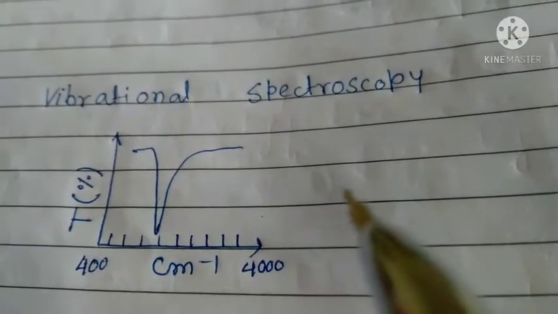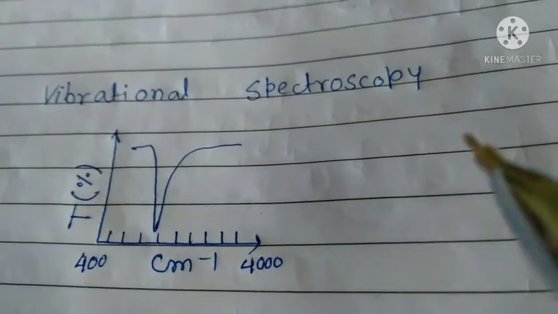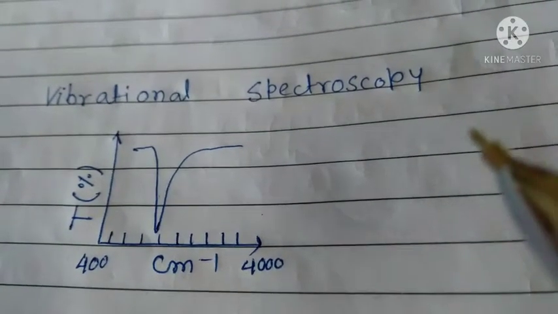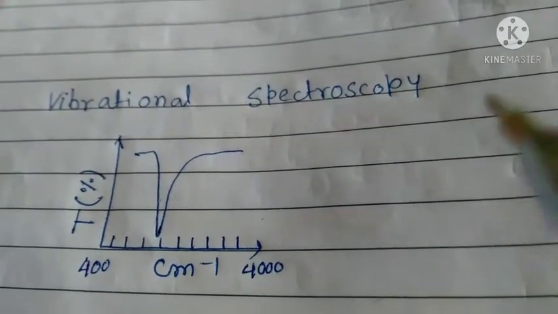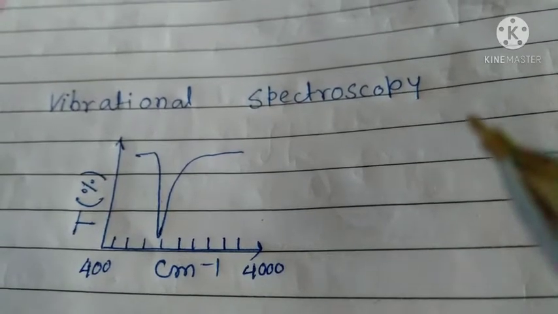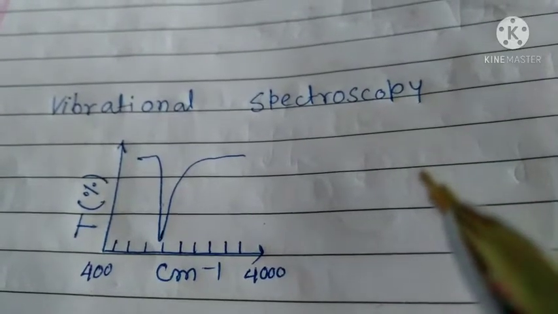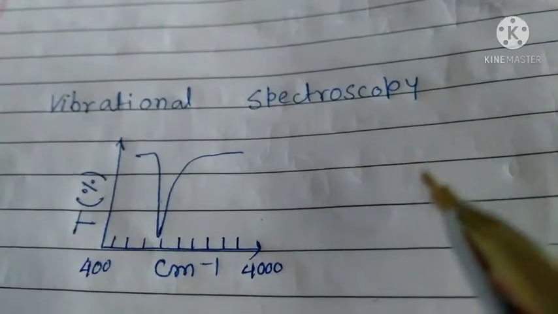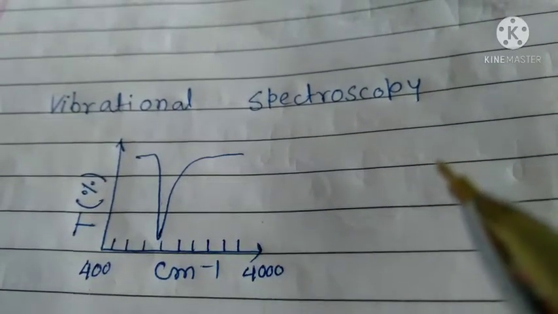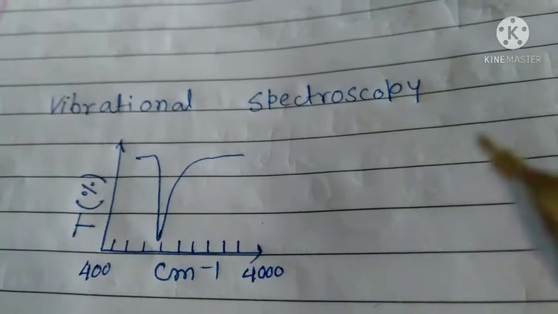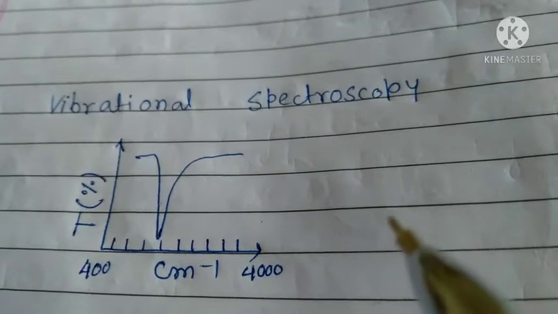Welcome students. Today I am going to discuss the theory behind vibrational spectroscopy, also known as infrared spectroscopy. Like any other spectroscopy, it is the result of light and matter interaction. In this case, a molecule interacts with light having a frequency range in the IR region, mainly the mid-IR region, from 400 to 4000 centimeter inverse.